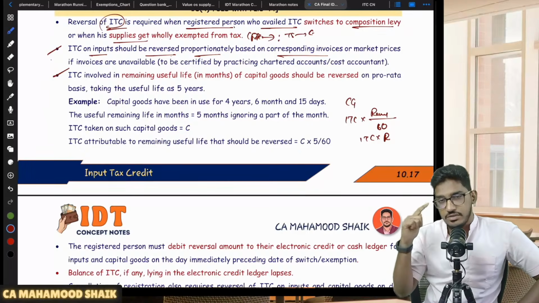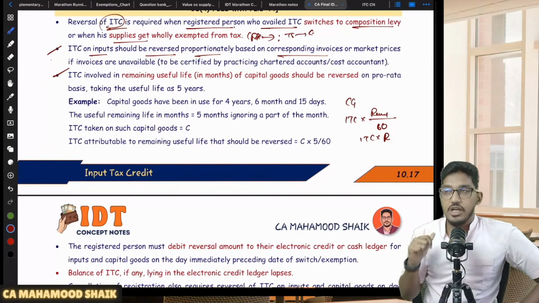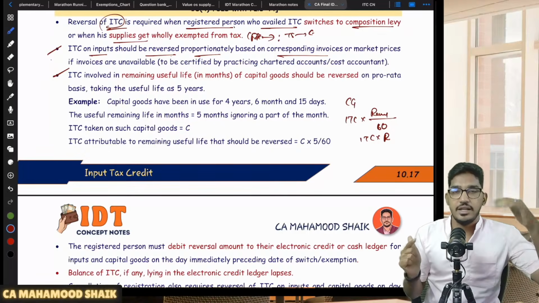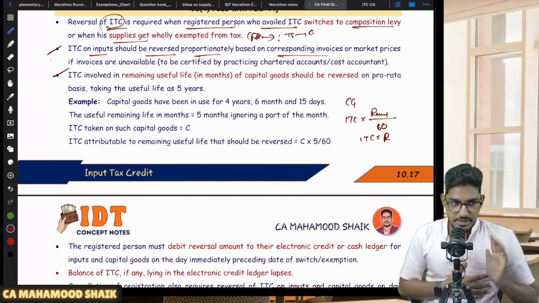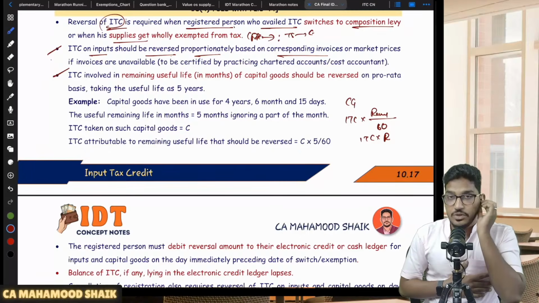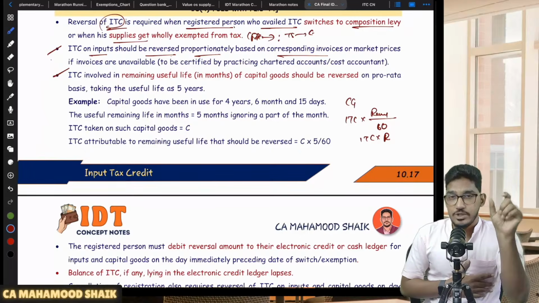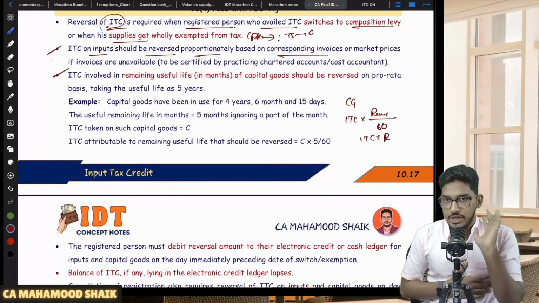If you have not listened to the class carefully, this point will be very difficult. Listen, once again I am stressing it here. When you are availing ITC under 18 subsection 1 on capital goods, in two cases only you can avail ITC on capital goods under 18 subsection 1. In that case, how to calculate reduced ITC? When you are availing ITC, you can take reduced ITC on capital goods. How to calculate that reduced ITC? Take 5% per quarter or part thereof and you reduce it.